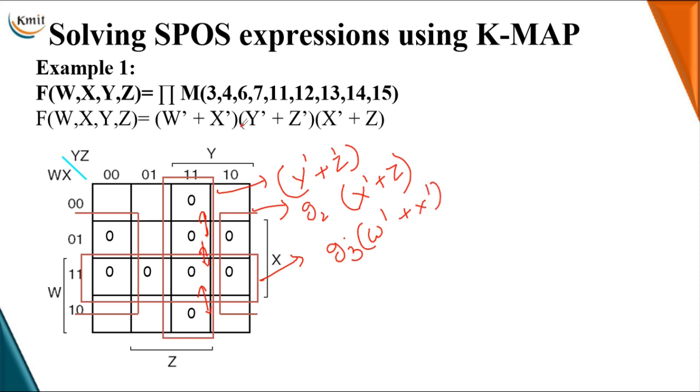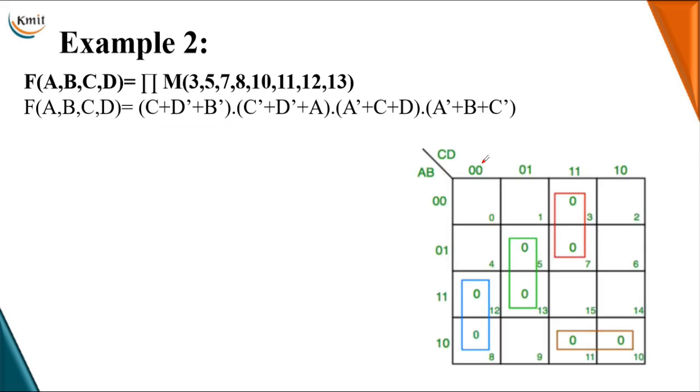So hence our minimal expression must be the multiplication of all the sum terms, which are y bar OR of z bar, x bar OR of z, and w bar OR of x bar. So like this, we have to minimize the given function, which is in SPOS form. Upon minimization, we need to draw the logical diagram using logic gates.